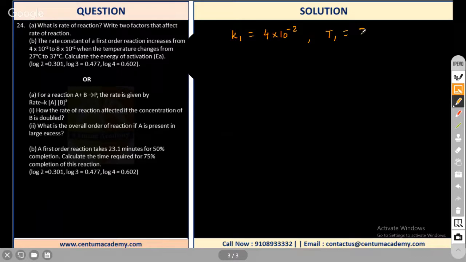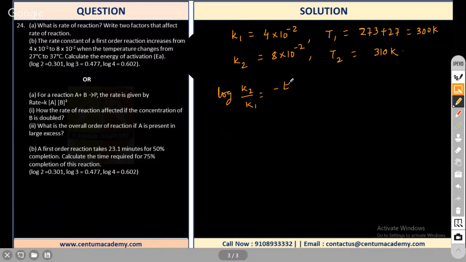So 27 degrees Celsius equals to what? 273 plus 27 is equal to 300 Kelvin. This is one set of data. Now when K2 increases to twice of this value, 8 into 10 to the power minus 2, the temperature increases by 10 more, so it is 310 Kelvin. Okay, so EA we have to find out. So we have this expression: log K2 by K1 is equal to minus EA by 2.303 R into 1 by T2 minus 1 by T1.